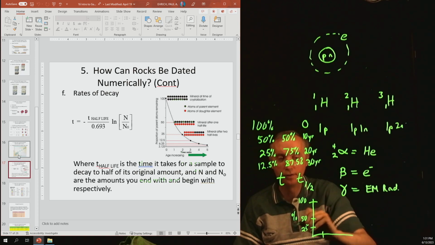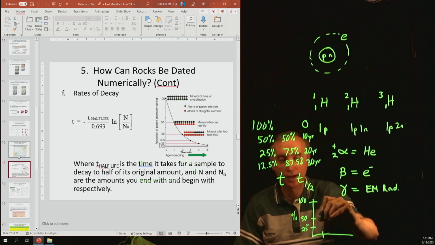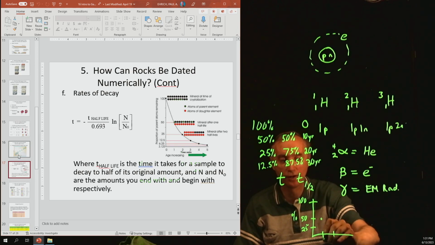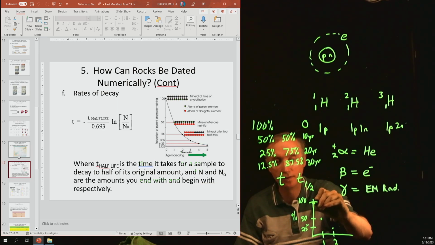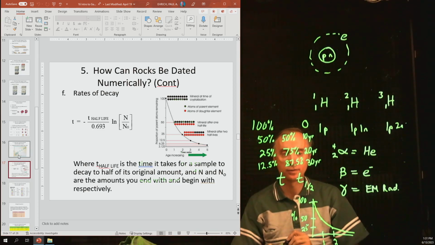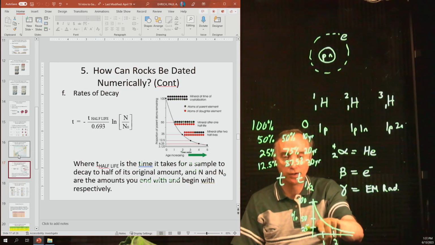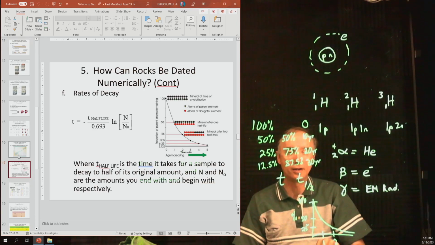So one half-life we're down to 50%. Two half-lives, we're down to here. So if we were to connect these lines, then we would get something like that. So you should be able to read a graph and then determine, depending on the number of half-lives that have gone by, how much of it is left over.